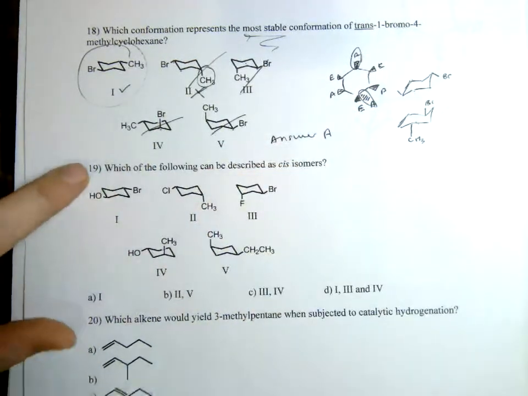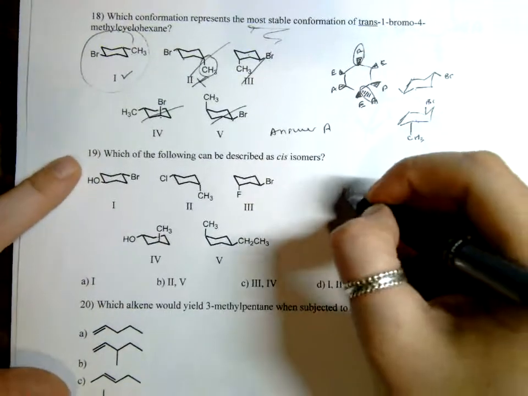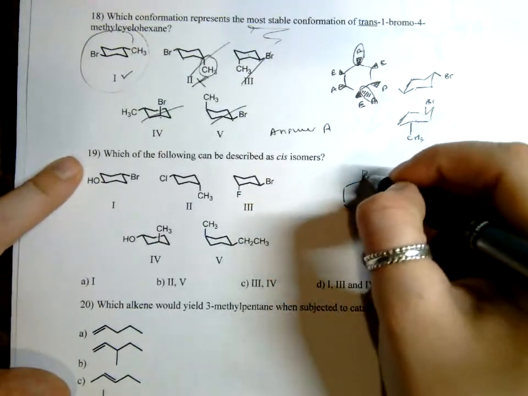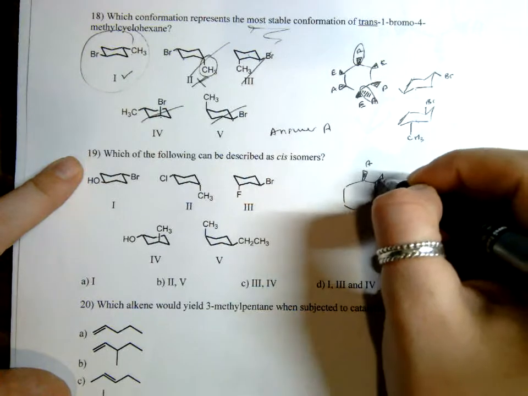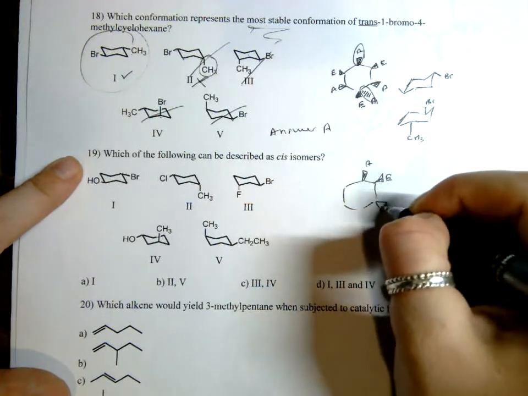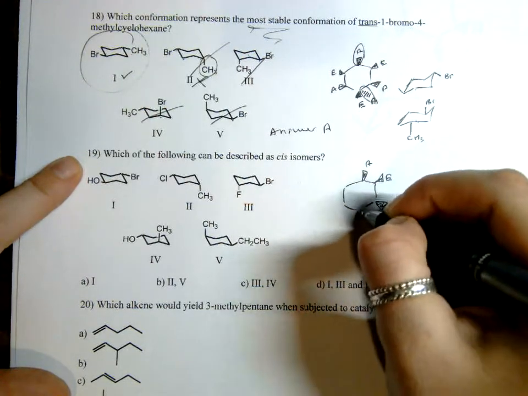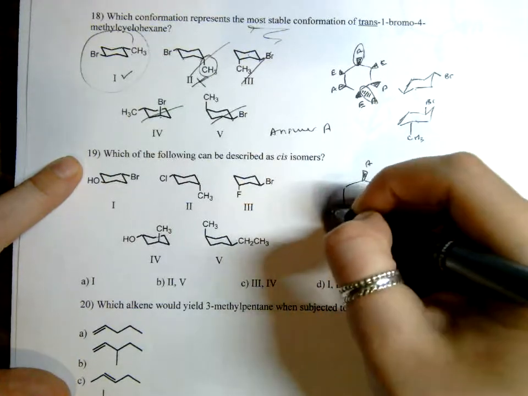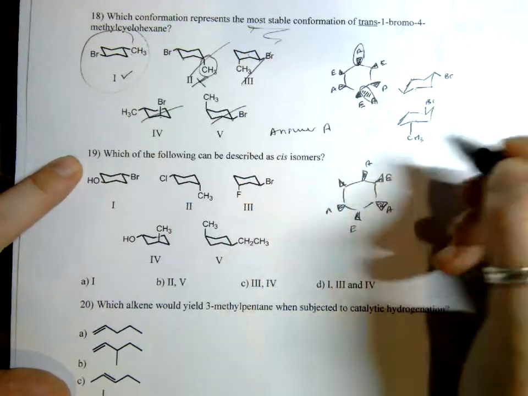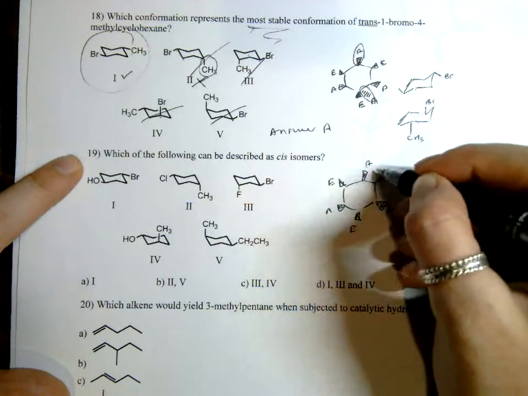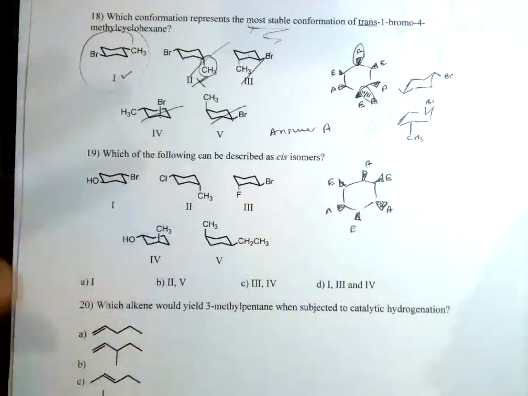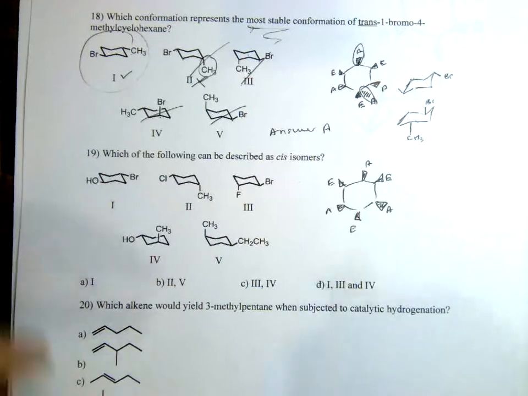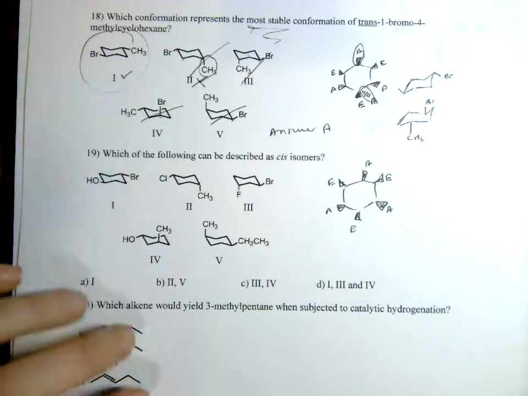Okay, and then which of the following could be described as cis isomers? So I'm just going to draw this out. My cis roadmap or chart, whatever you want to call it. And you could do all dashes if you wanted, if that's easier for you. You could draw them all out, like you could go through and draw dash, dash, dash, whatever you want to do. Whatever makes sense to you, you've got to develop your own system.